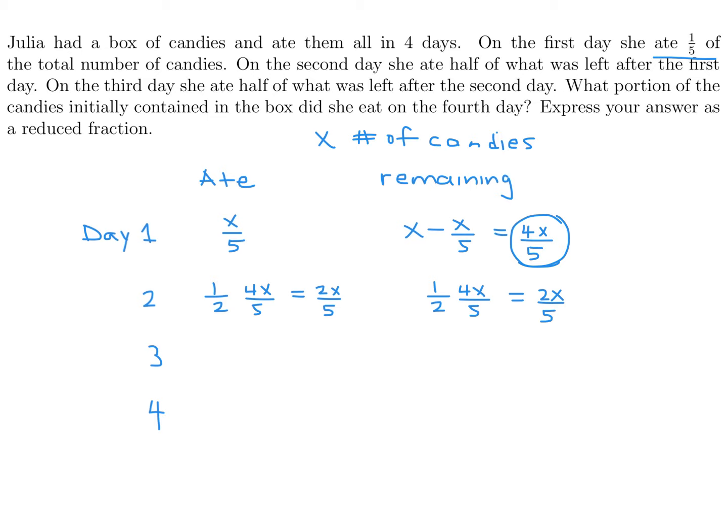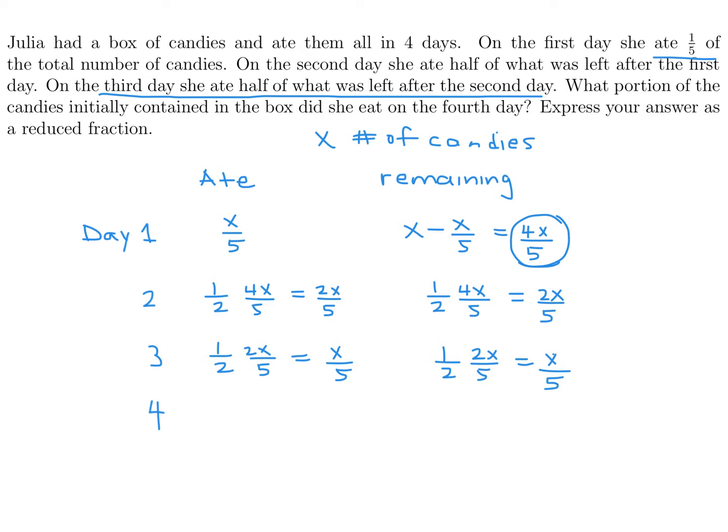The third day, she eats half of what was left after the second day. So the same story, 1/2 times 2x over 5, and in a very similar way, that would be x over 5. And if she eats half, she doesn't eat the other half. So the other half is the other 1/2 times 2x over 5, which is also x over 5.